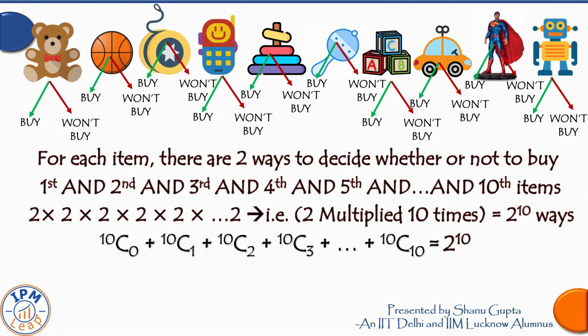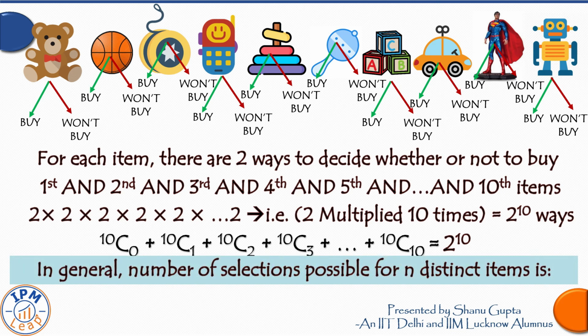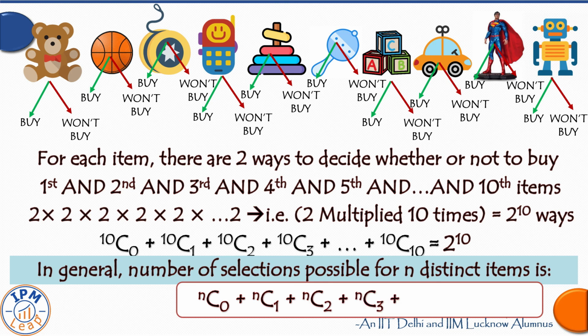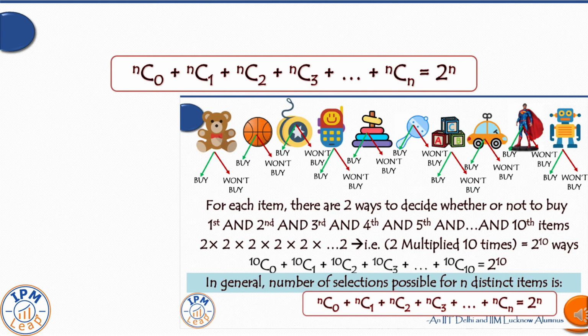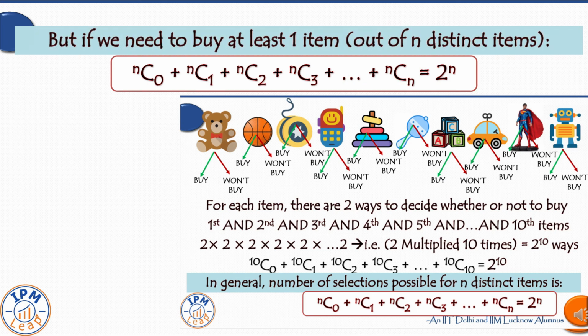10C0 plus 10C1 plus 10C2 plus 10C3 so on up till 10C10 is equal to 2 raised to the power of 10. In general, the number of selections possible for n distinct items is nC0 plus nC1 plus nC2 plus so on up till nCn, which is equal to 2 raised to the power of n. You will understand the importance of this equation when the question requires you to buy a minimum number of items.